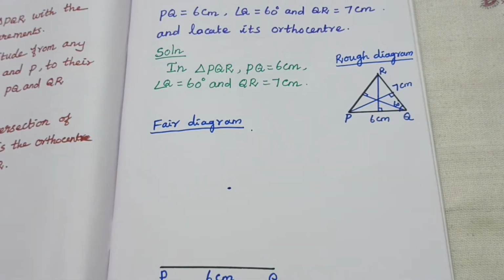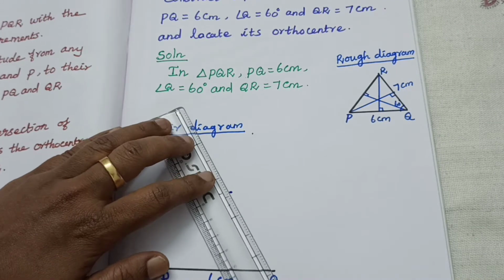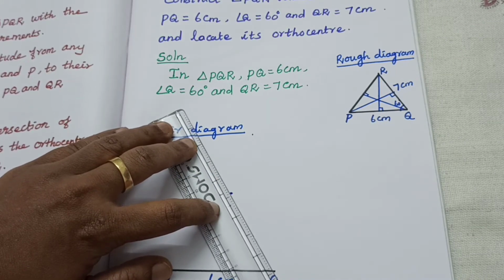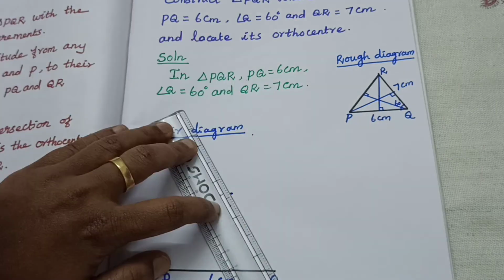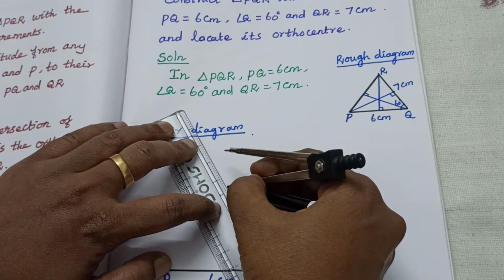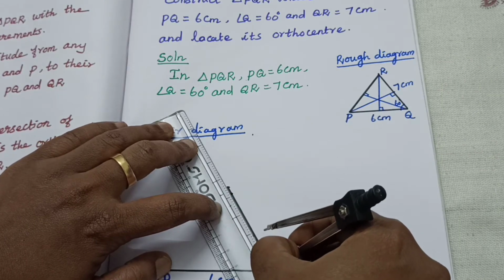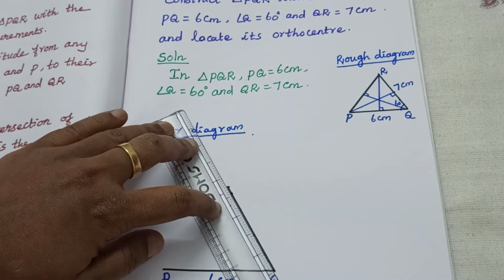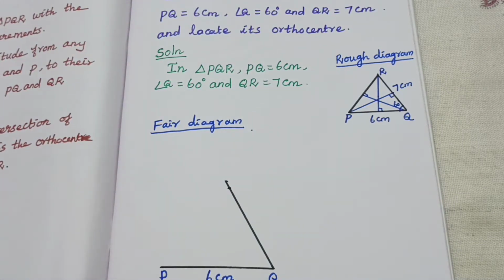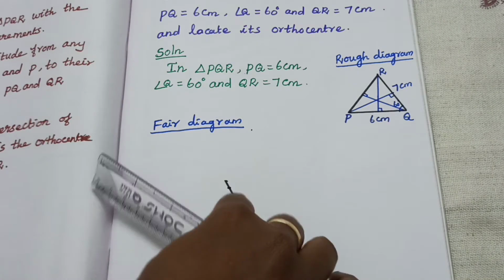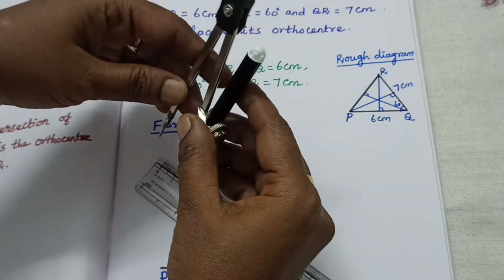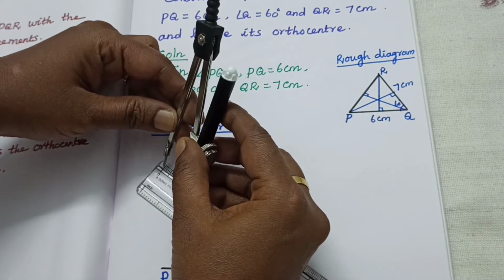Afterwards remove with the help of scale. Draw the line segment. Then afterwards here what is given? Again QR also given, isn't it? QR 7 cm.